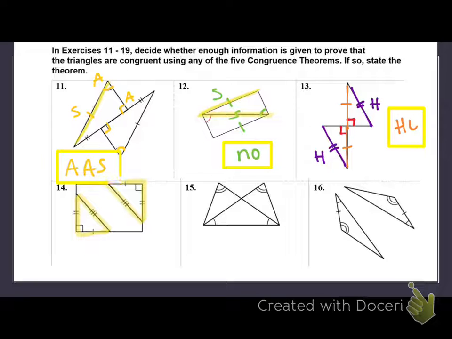14, we again have how many pieces of information? 4. So we got a couple things that we see in this picture. What is one of them? We got a hypotenuse congruent to a hypotenuse. That's correct. What else do we have? We have a leg congruent to a leg. So we definitely have hypotenuse leg. That's actually the hardest one to see.